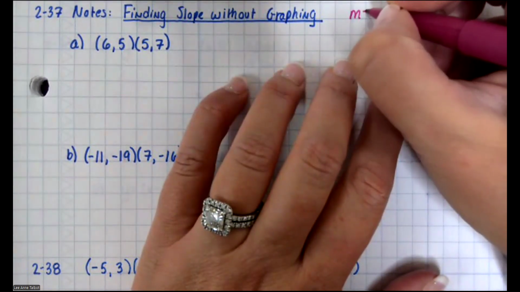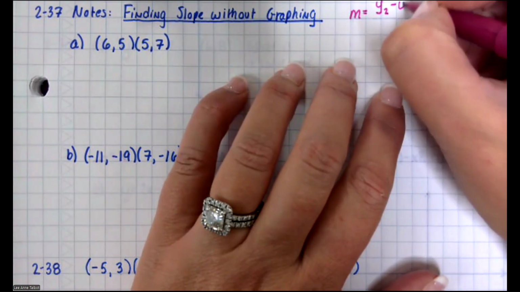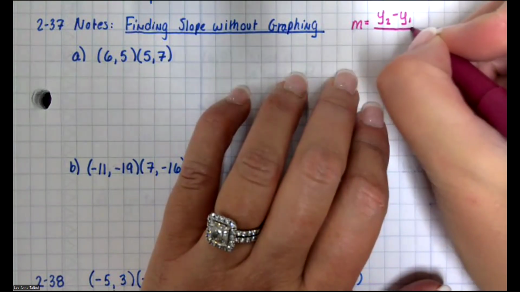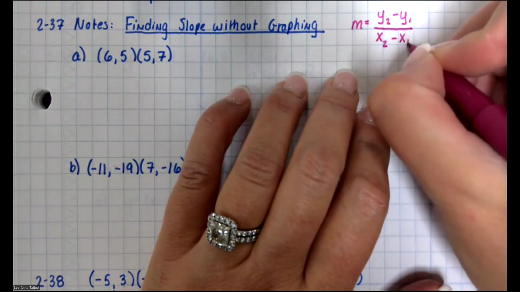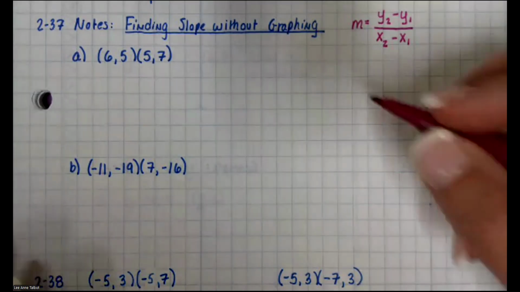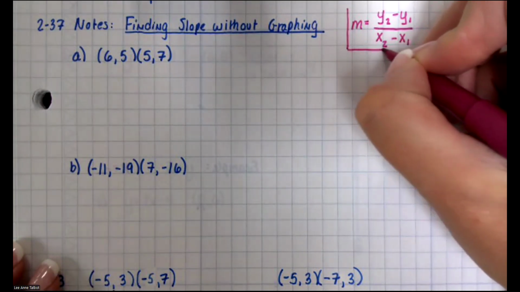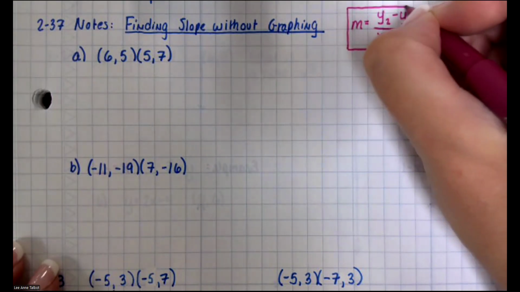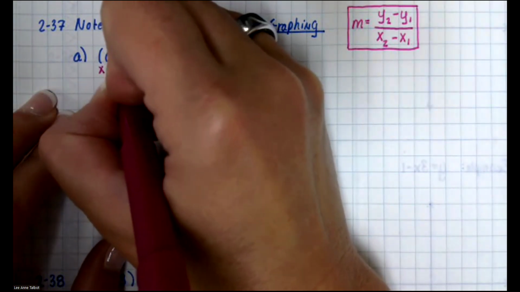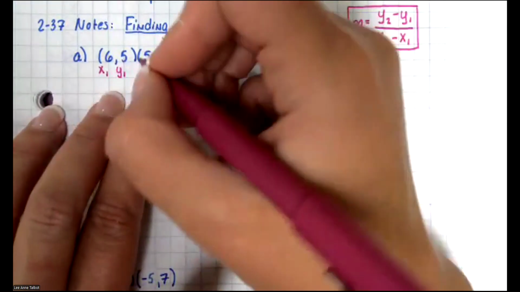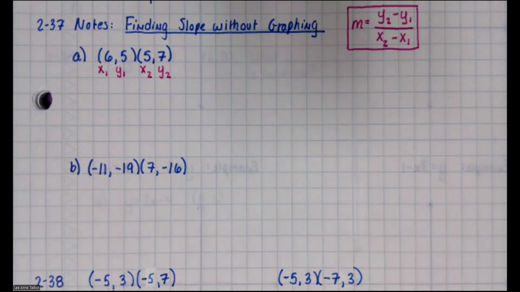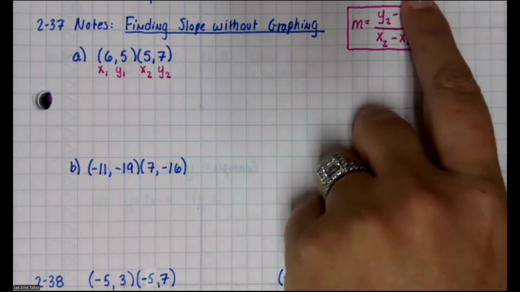So slope is y2 minus y1, which is change in y, over x2 minus x1, which is change in x. Y2 minus y1 over x2 minus x1. And what I do is I come over to my point and I label it x1, y1, because remember, these are x, y coordinates. X2, y2. And then I plug them into the formula.